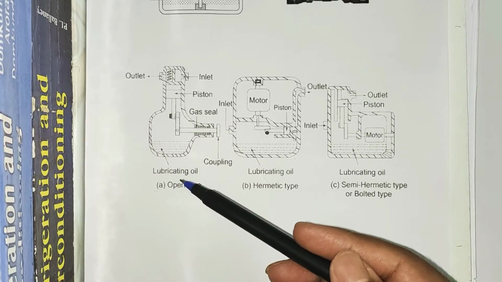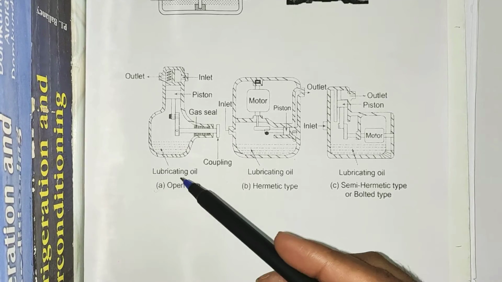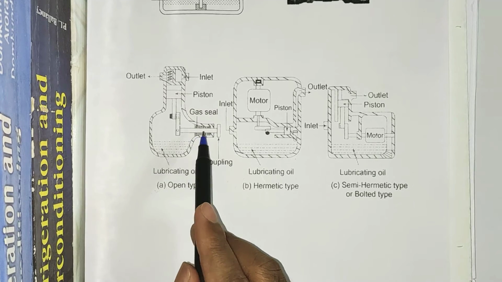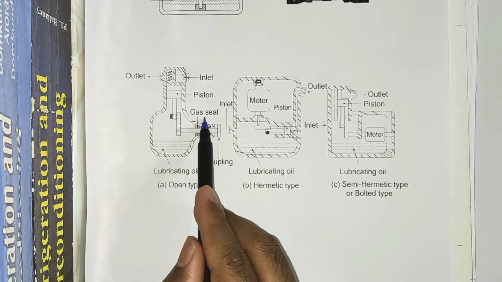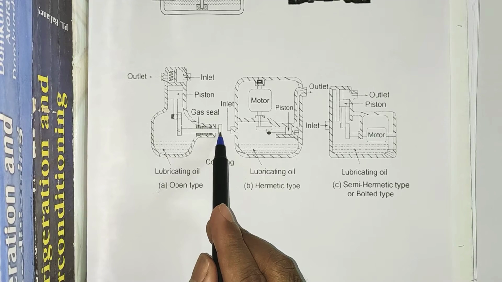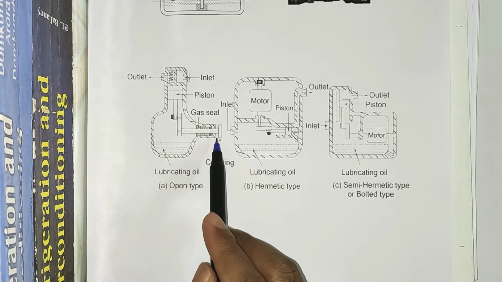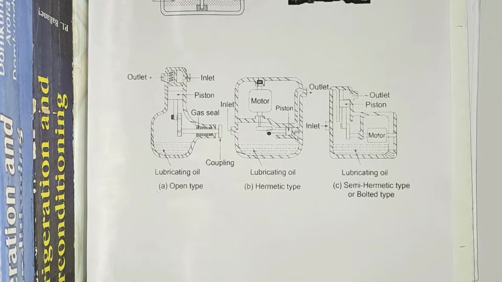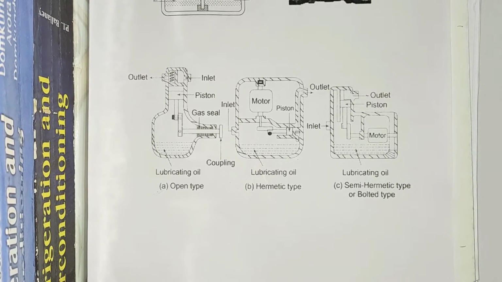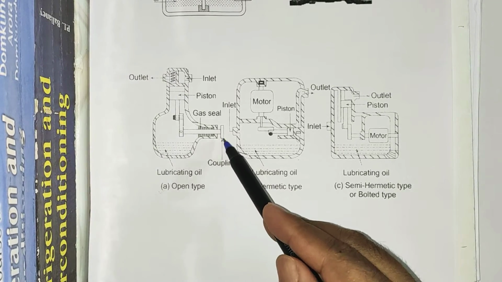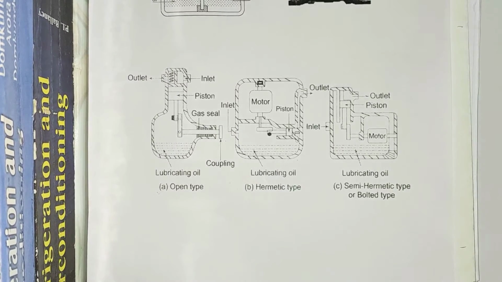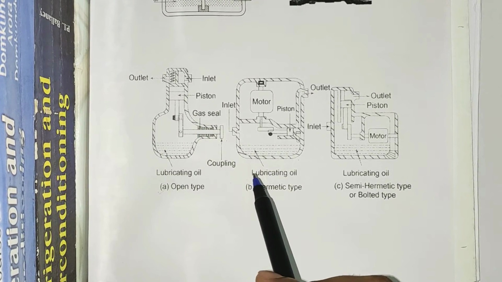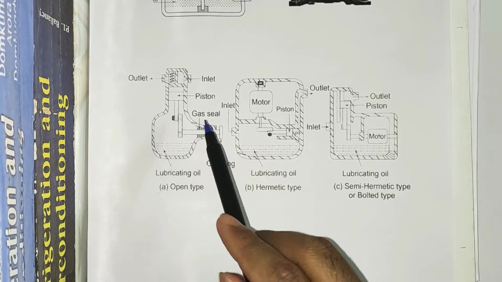Now in the case of an open type compressor, this is the rotating shaft of the compressor. The rotating shaft extends through a seal, called a gas seal, in the crankcase of an external drive. This external drive may be driven by an electric motor or another engine, it may be a diesel engine. The compressor may be belt driven or it may be gear driven.